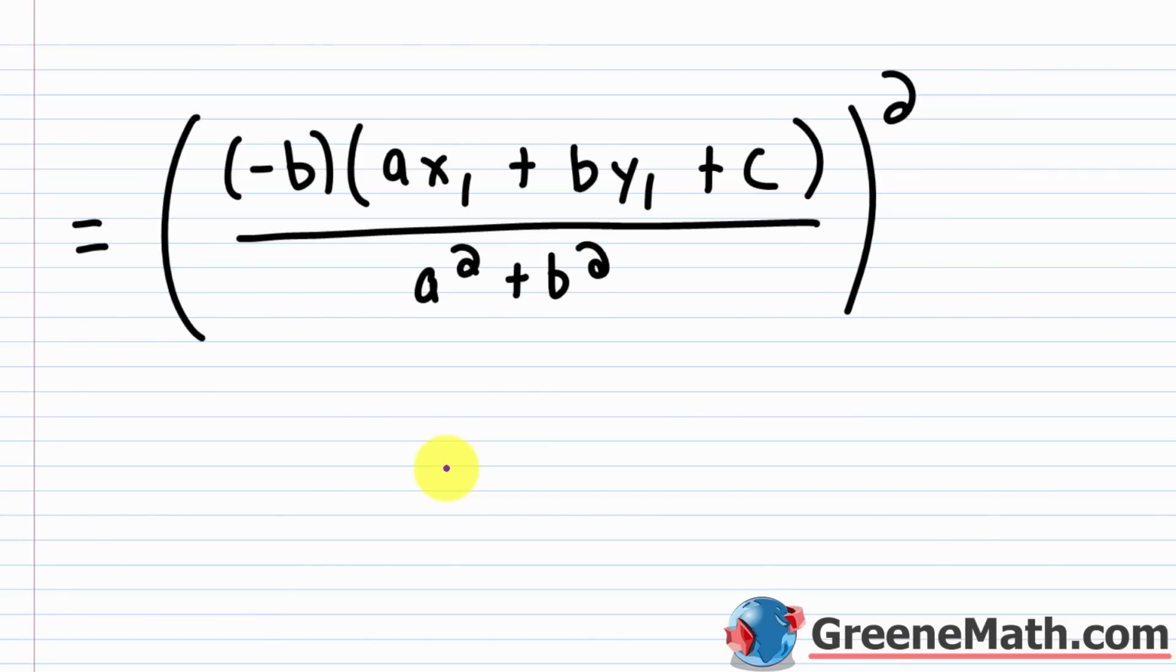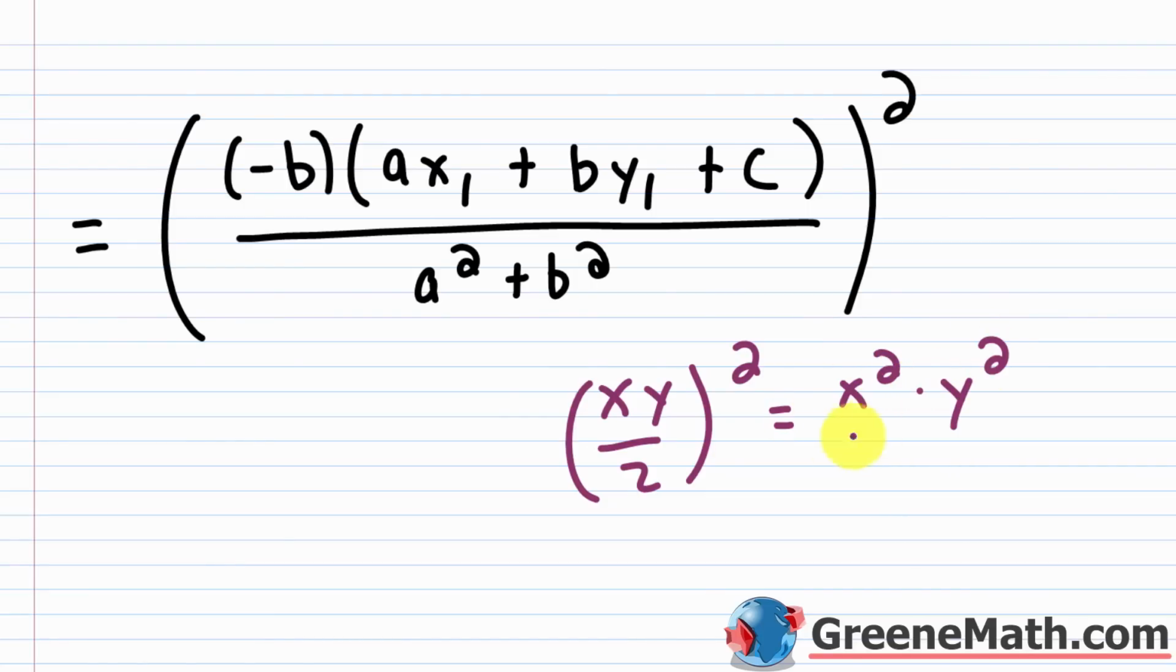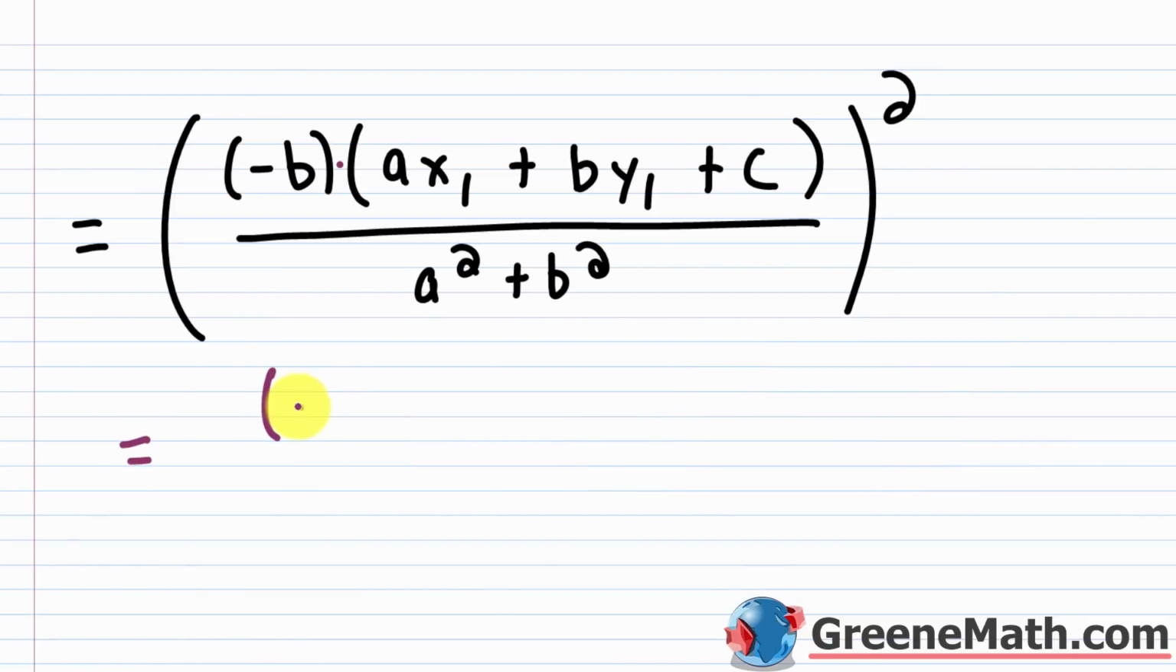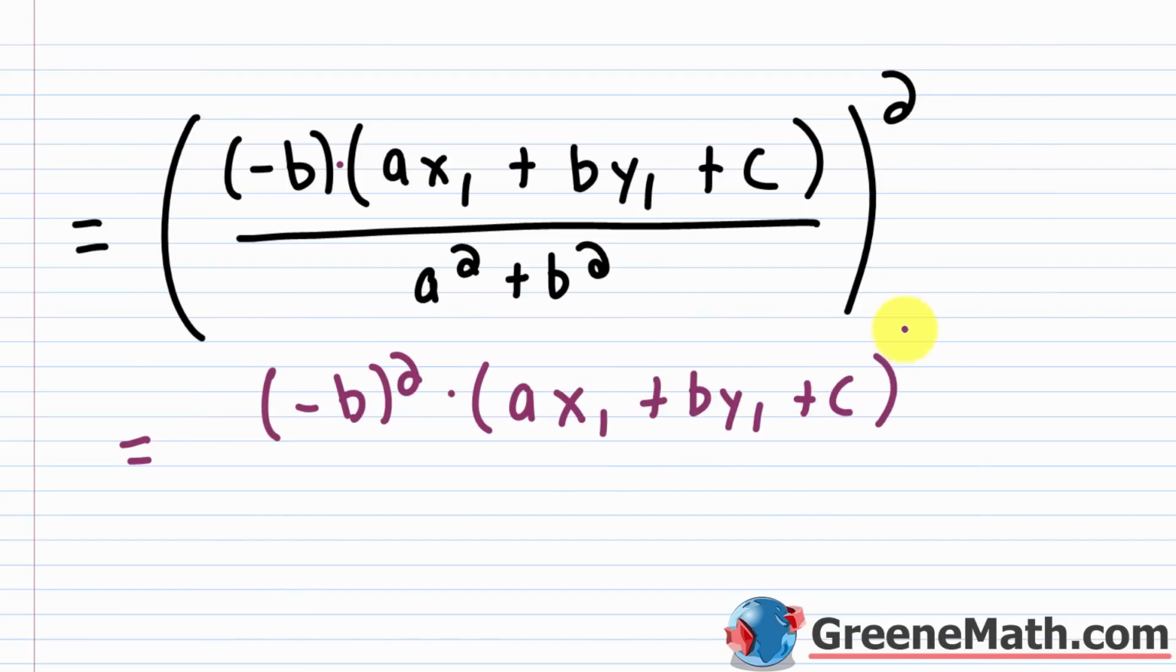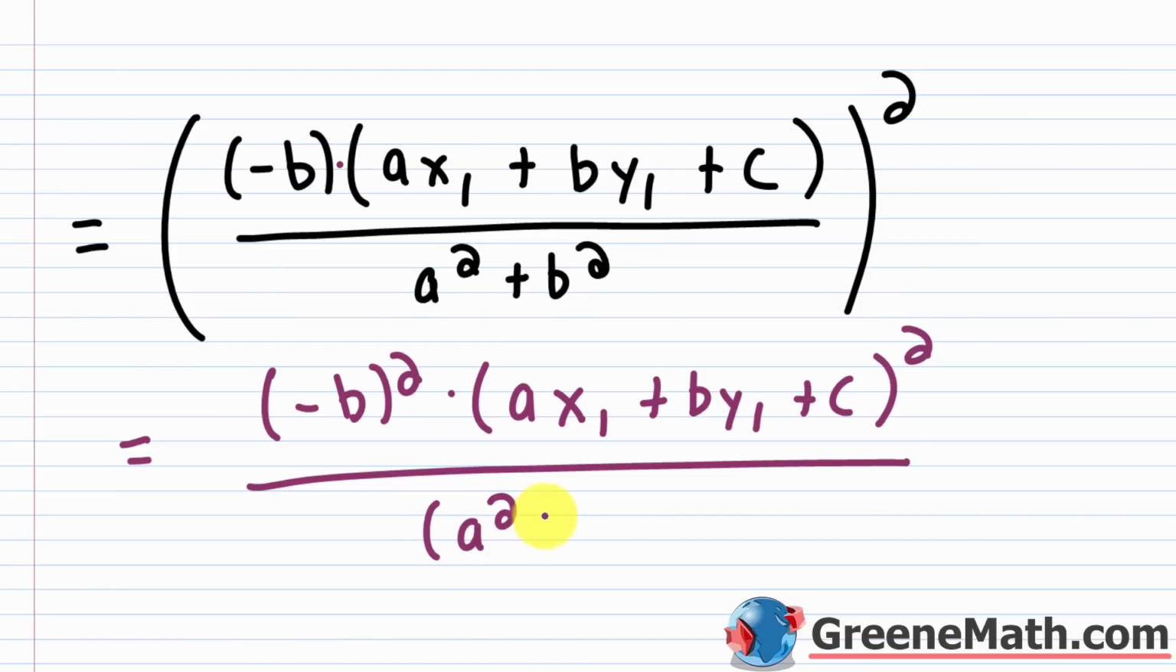At this point, I'm going to use my rules of exponents. Again, x, y over z. If that was squared, this is x squared times y squared over z squared. That's exactly what I'm going to do here. Remember, this is multiplication. Let's say this equals negative b squared, and then times this quantity ax sub 1 plus by sub 1 plus c, and this is quantity squared, over, you're going to have this quantity, so a squared plus b squared being squared.